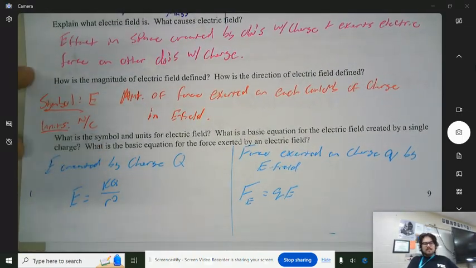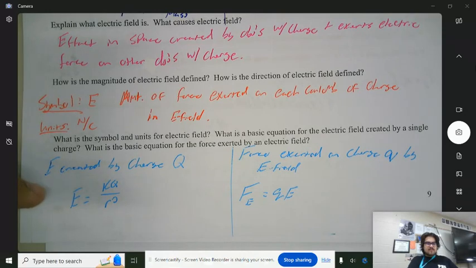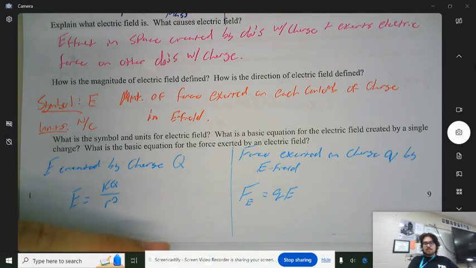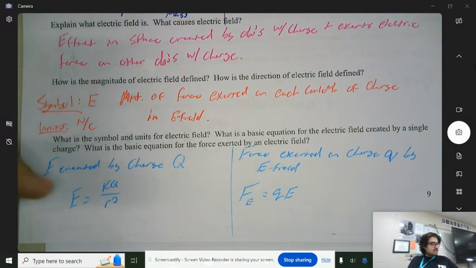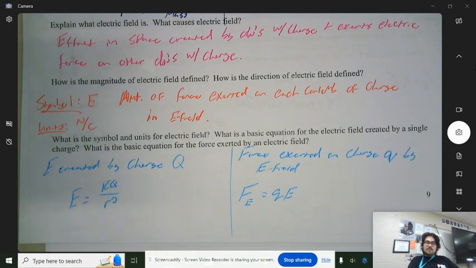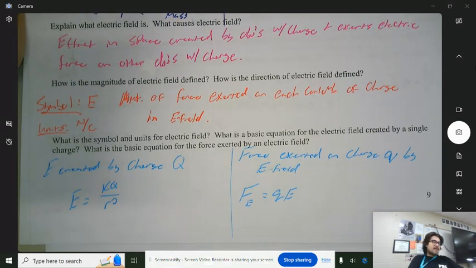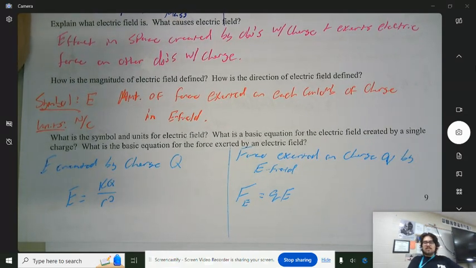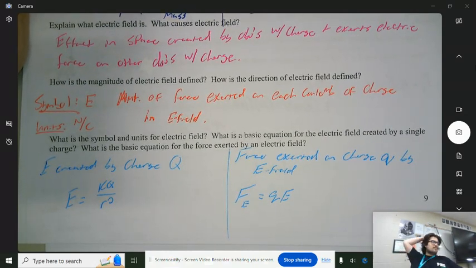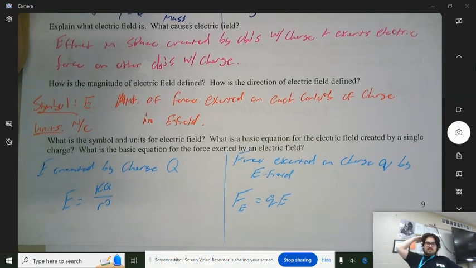So, I talked about that up here. But the equations that we have is that if a charge Q creates an electric field, it's going to have a strength that is equivalent to kQ over r squared. And if you have a force that's exerted on a charge by an E field, you would just use Q times E. So again, you can see the parallels really, really clearly, okay? And it's pretty straightforward, right?